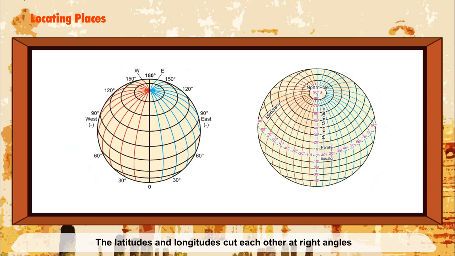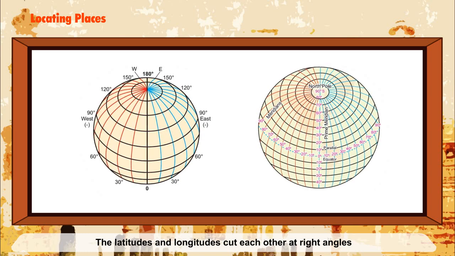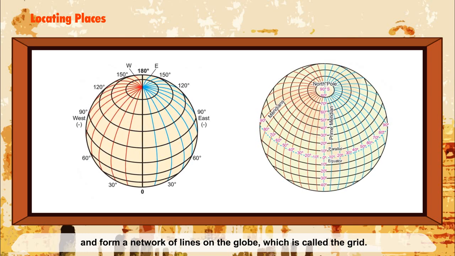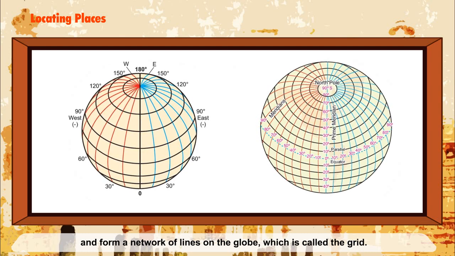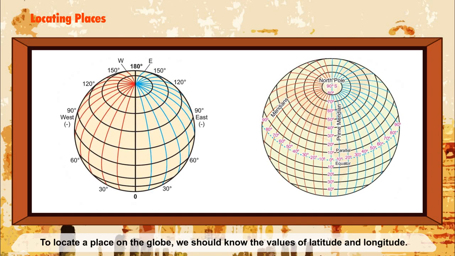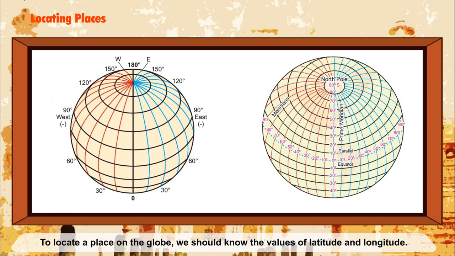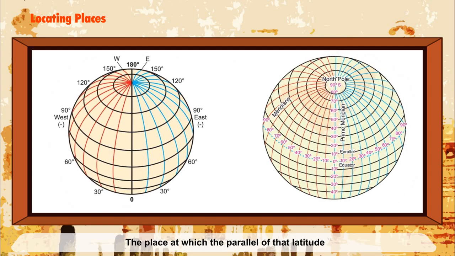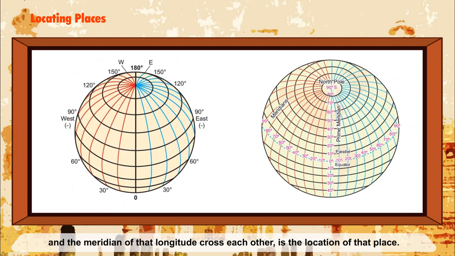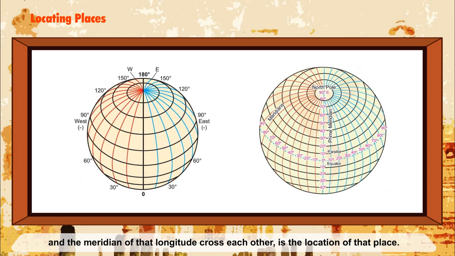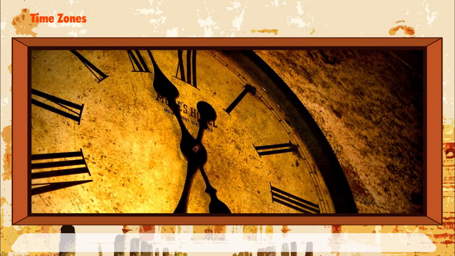Locating places. The latitudes and longitudes cut each other at right angles and form a network of lines on the globe, which is called the grid. This grid helps us to locate places on the globe. To locate a place on the globe, we should know the values of latitude and longitude. The place at which the parallel of that latitude and the meridian of that longitude cross each other is the location of that place.